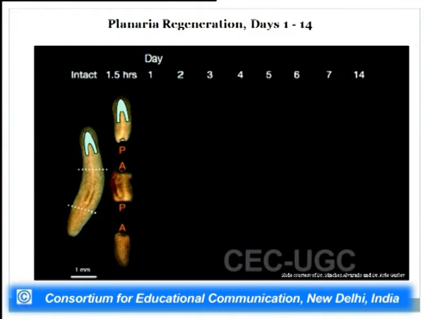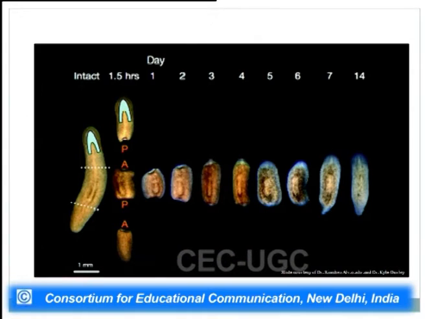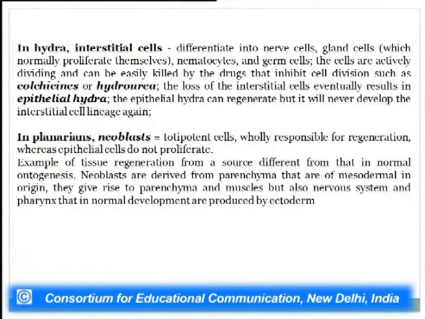So you can see that if the intact planaria is cut into 3 pieces, then in 1.5 hours it shows like this. The middle part will give rise to both the anterior and the posterior part, and respectively the posterior will give rise to the anterior part and the anterior will give rise to the posterior part, giving rise to the entire organism. So in Hydra, there are interstitial cells which play a role, and they can differentiate into nerve cells, gland cells which normally proliferate themselves, nematocytes and germ cells. The cells are actively dividing and can be easily killed by drugs that inhibit cell division, for example, colchicine or hydroxyurea.